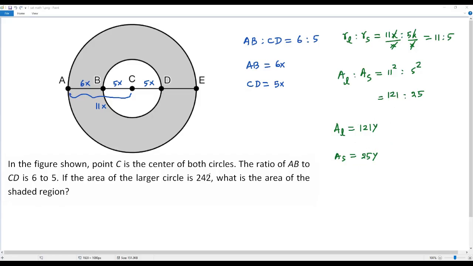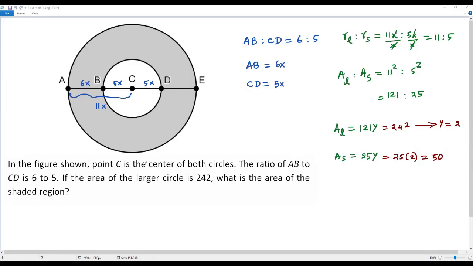But we already know the area of the larger circle is given in the question, that is 242. So this 121y and this 242 both represent the same thing, the area of the larger circle. So 121y can be equated to 242. Okay, let me do it. To solve for y in this equation, I divide both sides by 121, and I am getting y equals 2. Now to get the area of the smaller circle, we plug in this 2 for y. Then I'm getting 25 times 2 equals 50. Here I got the area of the smaller circle.